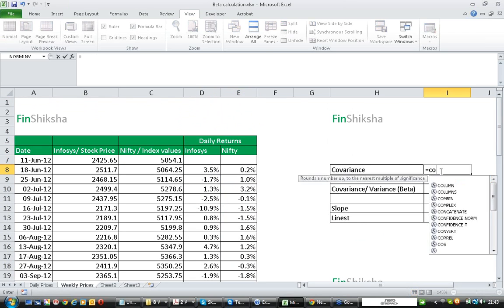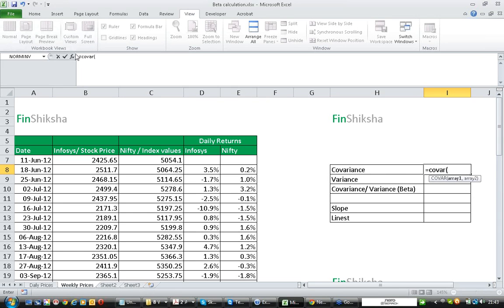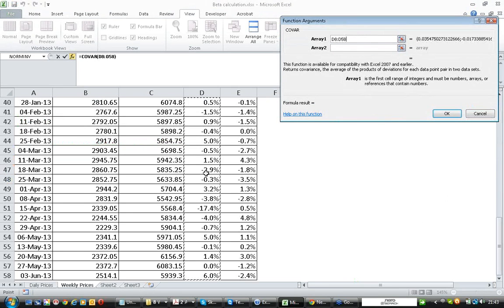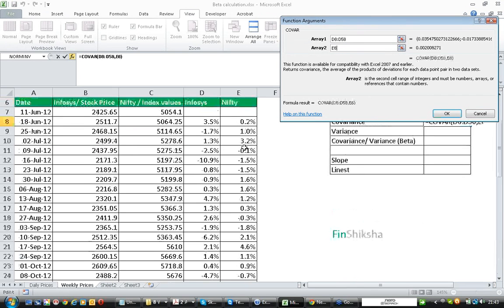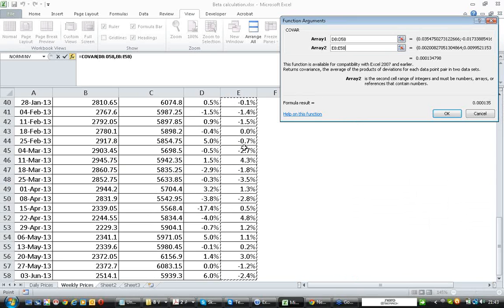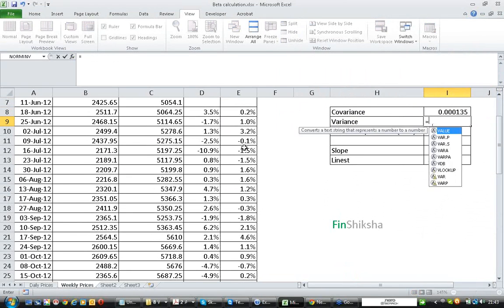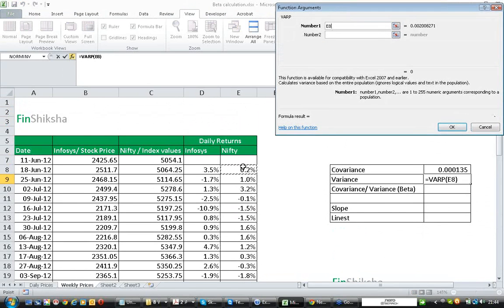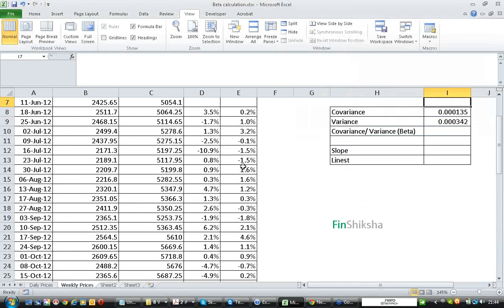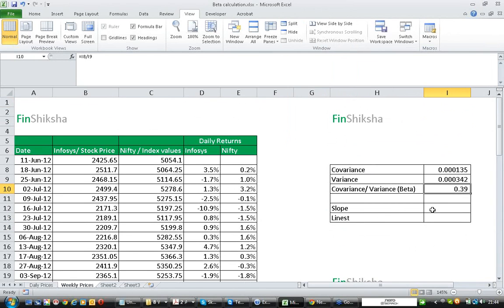Similarly, this week's index closing level divided by last week's index closing level minus 1 gives the weekly return. Drag the formula, you will get weekly returns calculated for the entire 1 year. First, find covariance between the stock and the market. So select this array, the stock return, and then move ahead and select the second array, that is the market return. So we get covariance of 0.000135. Find the variance of the market. Use the function VARP and select the market returns. Now we get 0.000342. So covariance by variance gives beta, that is 0.39 when calculated using weekly prices.